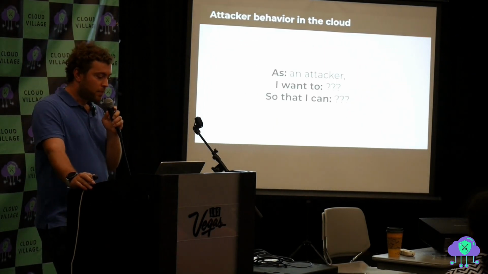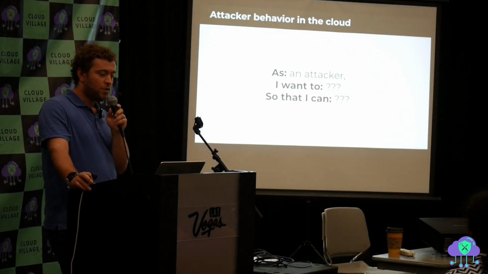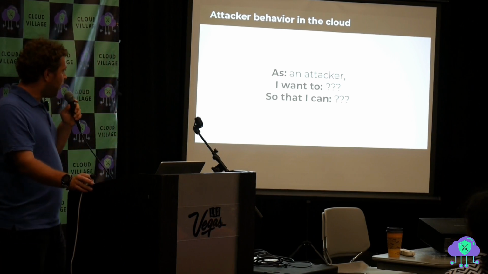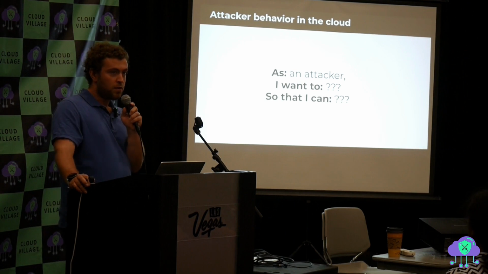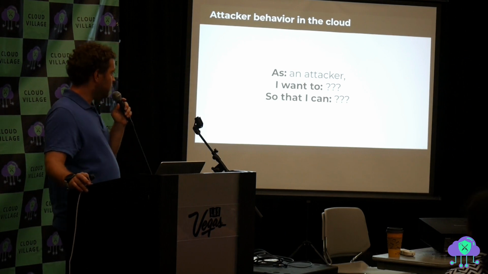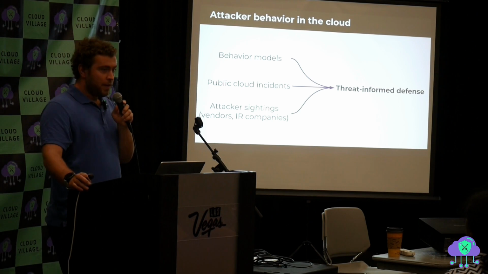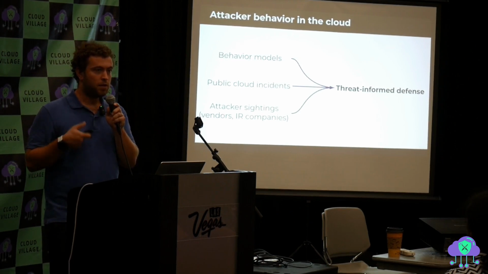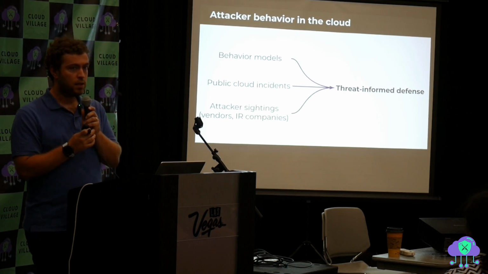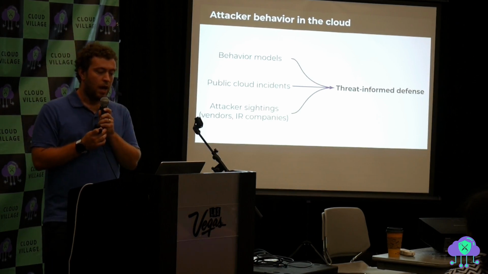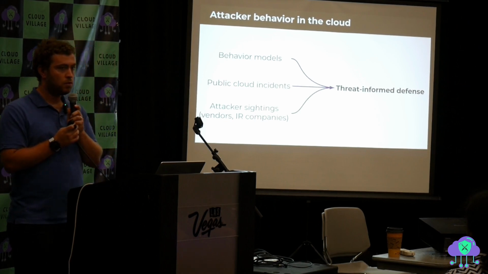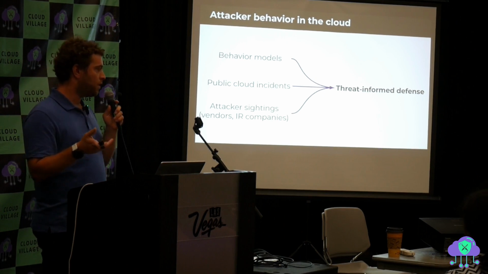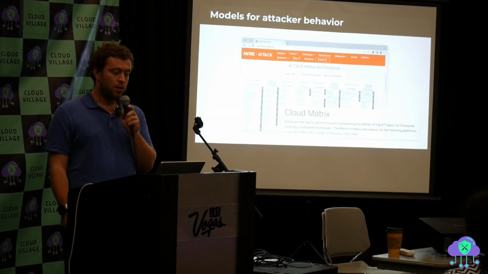There are many ways to try and find what attackers do, but if we have some product managers in the room, this is the user story: what do attackers want to do in the cloud? That's what I'm going to spend 2 minutes talking about, and I think it's mostly about 3 things. Looking at behavior models, how attackers behave in the cloud, things like MITRE ATT&CK; looking at public cloud incidents that are disclosed, which are sometimes quite hard to find; and looking at vendor and incident response company reports. Try to put these 3 things together and base my defense on things I know attackers are doing.